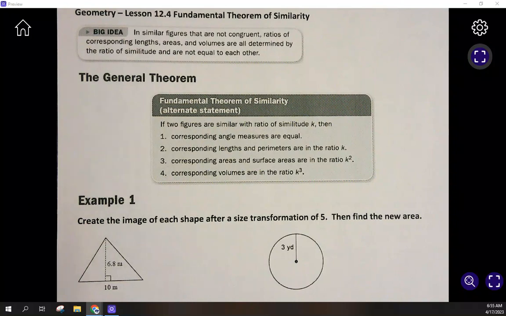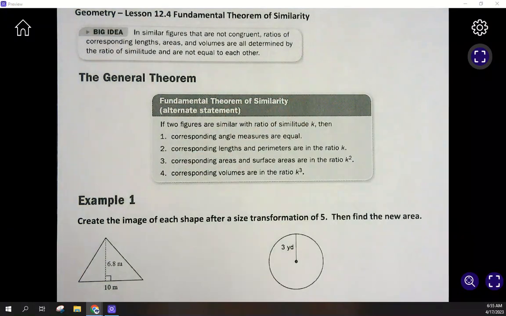This is geometry lesson 12.4, the fundamental theorem of similarity. So our big idea says in similar figures that are not congruent, ratios of corresponding lengths, areas, and volumes are all determined by the ratio of similitude, but they are not equal to each other.